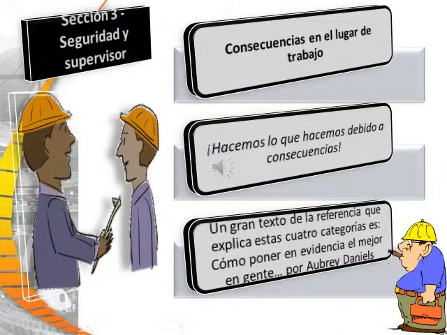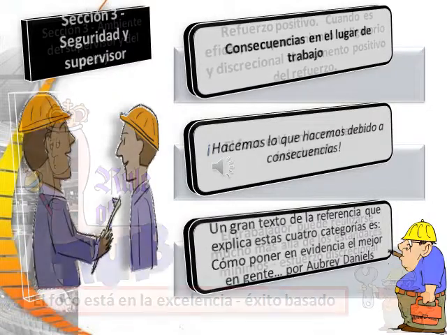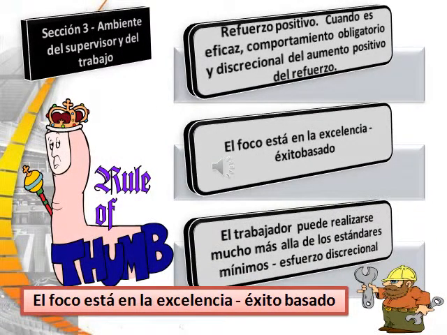Consequences in the workplace. We do what we do because of the consequences. A great reference text that explains these 4 categories is How to Bring Out the Best in People by Aubrey Daniels. Positive reinforcement: when effective, positive reinforcement increases mandatory and discretionary behavior, and the worker will perform to receive consequences. The worker may perform beyond minimum standards, and that is discretionary effort.